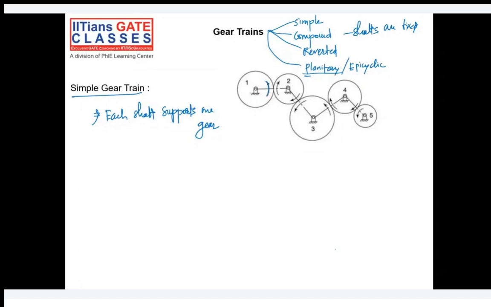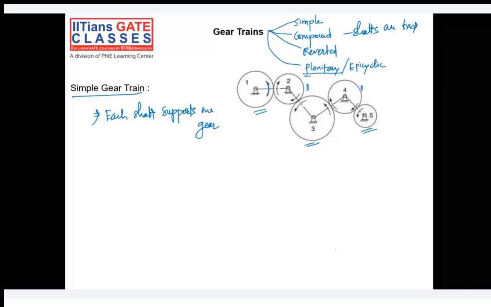What we can understand from here is that the odd number gears, that is 1, 3 and 5, will rotate in the same direction, counterclockwise in this case. The even number gears rotate in the opposite direction to that of the odd number gears, in the case of a simple gear train.